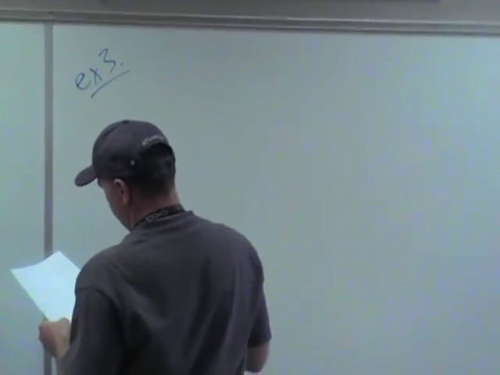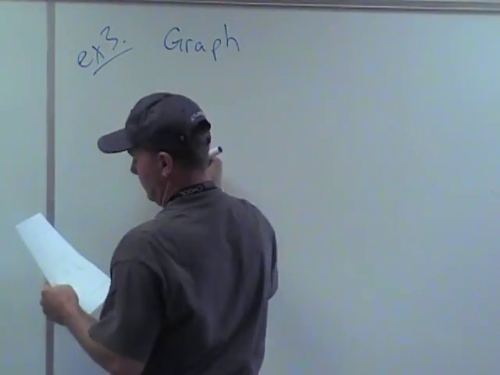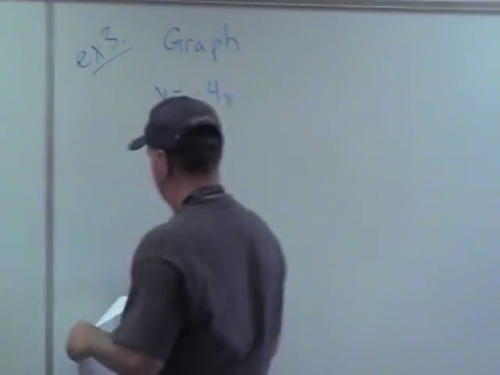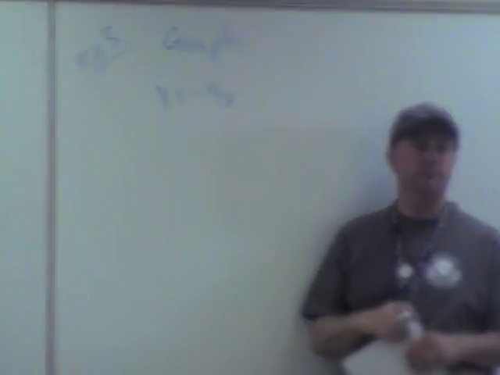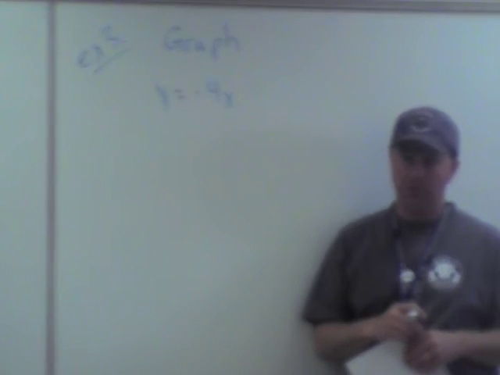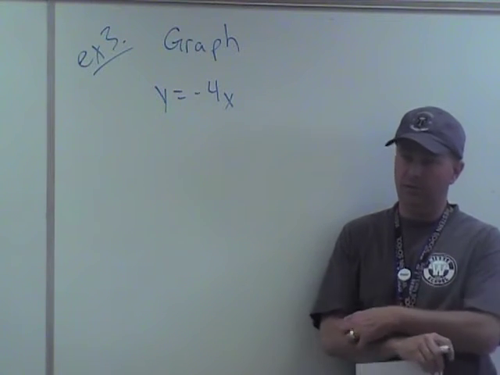All right. Let's graph this since I'm talking about it. Let's just do y equals negative 4x. I want you to graph it. Very quick. You can use the slope, or you can use an XY chart. Doesn't matter.